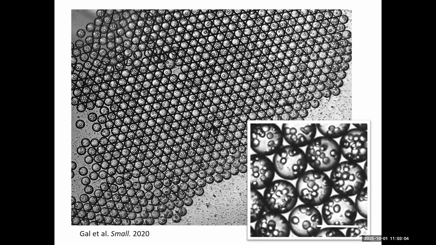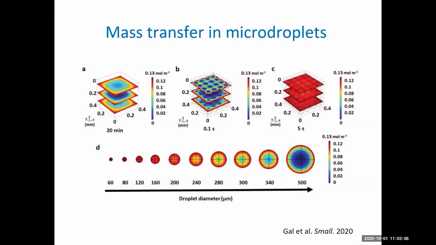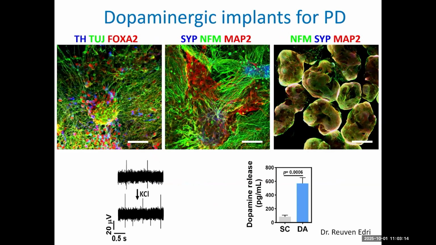For example, we did some mathematical modeling to understand what's the best dimensions for these particles or droplets. And here you can see dopaminergic implants, particles with dopaminergic neurons that secrete dopamine. This is for Parkinson's disease. After 90 days in culture, they're ready for transplantation, and this is what we're doing right now in the lab.